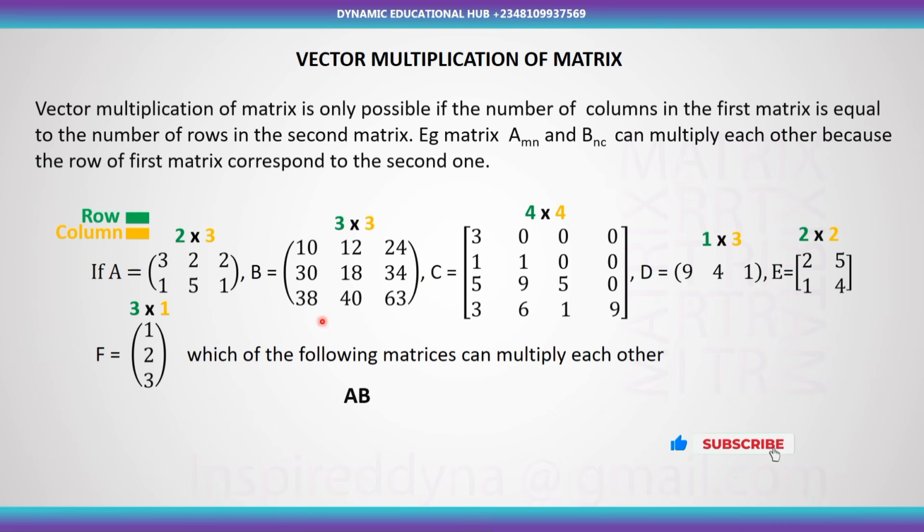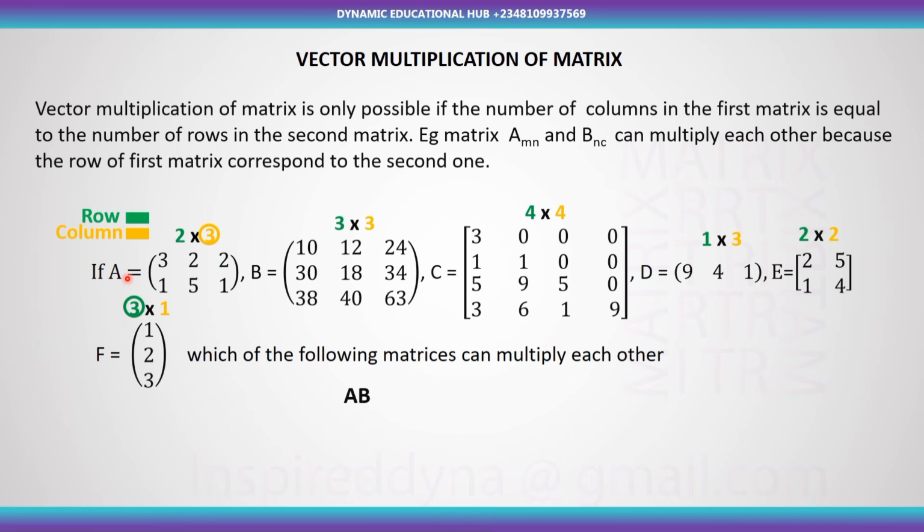Now if you carefully observe all these matrices, you observe that C cannot multiply A because they have nothing in common. So let's quickly move to another one. We have A and F. Let's check A and F as well.